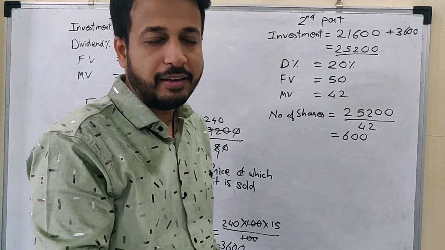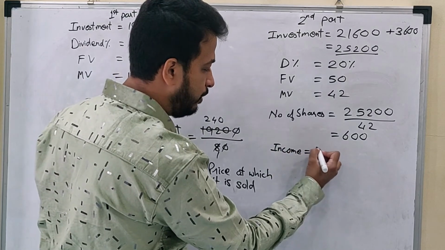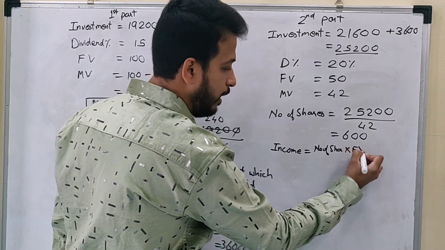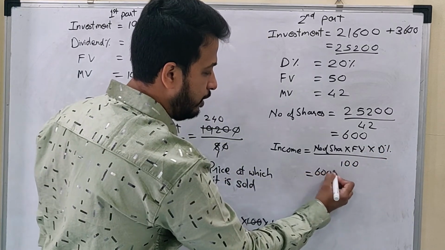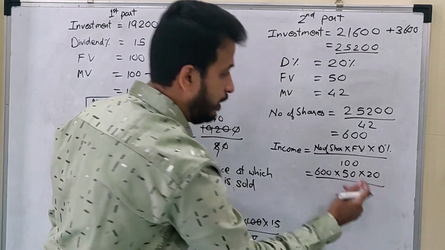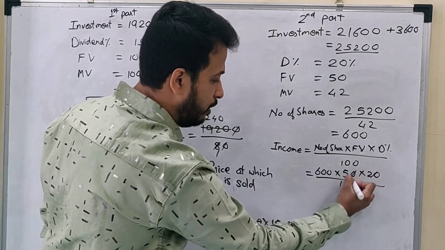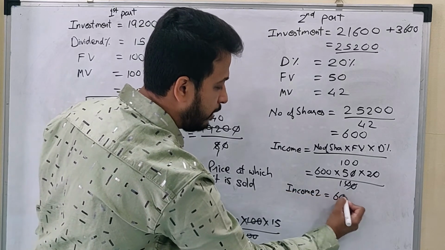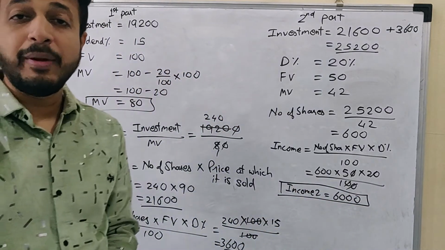And again, I have to find the income. So what is my income formula? Income is equal to number of shares into face value into dividend percent upon 100. So number of shares are 600, face value in the second part is 50, and dividend percent is 20%, whole divided by 100. If I do the calculation over here, the income of the second part is 6,000. So in this way I get my answer.